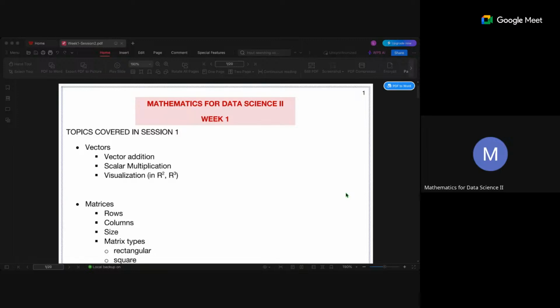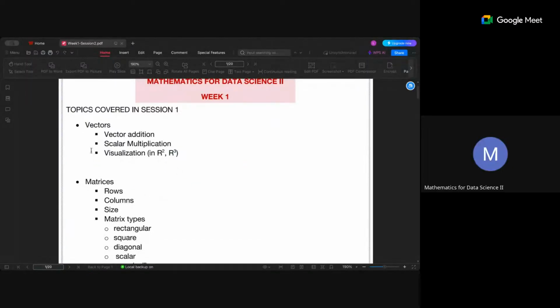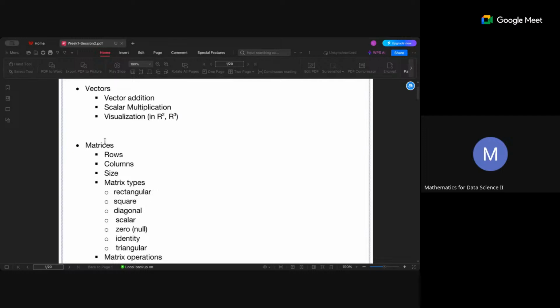So today we will continue with week 1. What are the topics we have covered in the previous session? Did you all go through the topics we have seen already? First, we saw vectors and then we saw some operations like vector addition and scalar multiplication. And we saw how to visualize them in R2 and R3. And then we saw what are matrices, what is meant by rows of a matrix, what is meant by columns of a matrix, right? And what is meant by size of a matrix, right? So these are the things we have seen about a matrix.